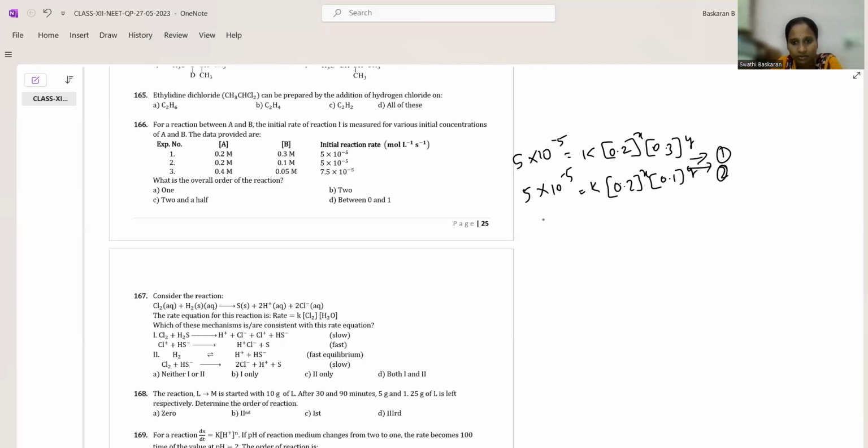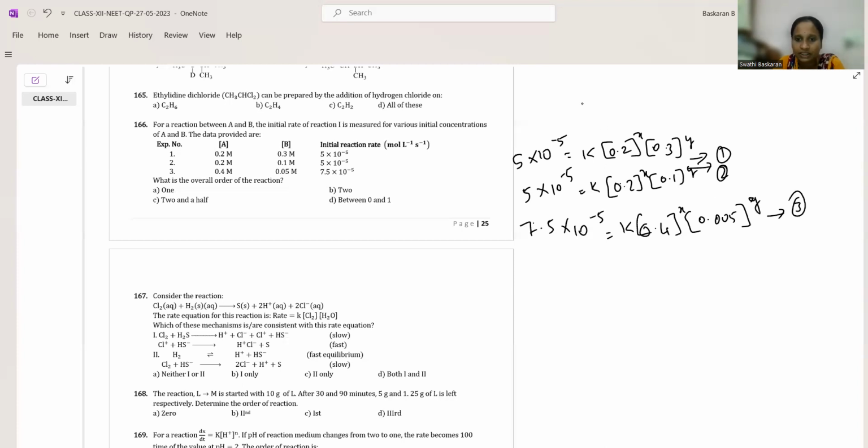In a similar way we will also write equation 3. What is equation 3? 7.5 into 10 power minus 5 is equal to K into concentration of A taken to be 0.4, raised to the power X, and similarly concentration of B raised to the power Y, which is the third equation. Now what we basically do is divide two equations at a time. Let us take equation 1 and equation 2. I'm going to divide equation 1 by equation 2.